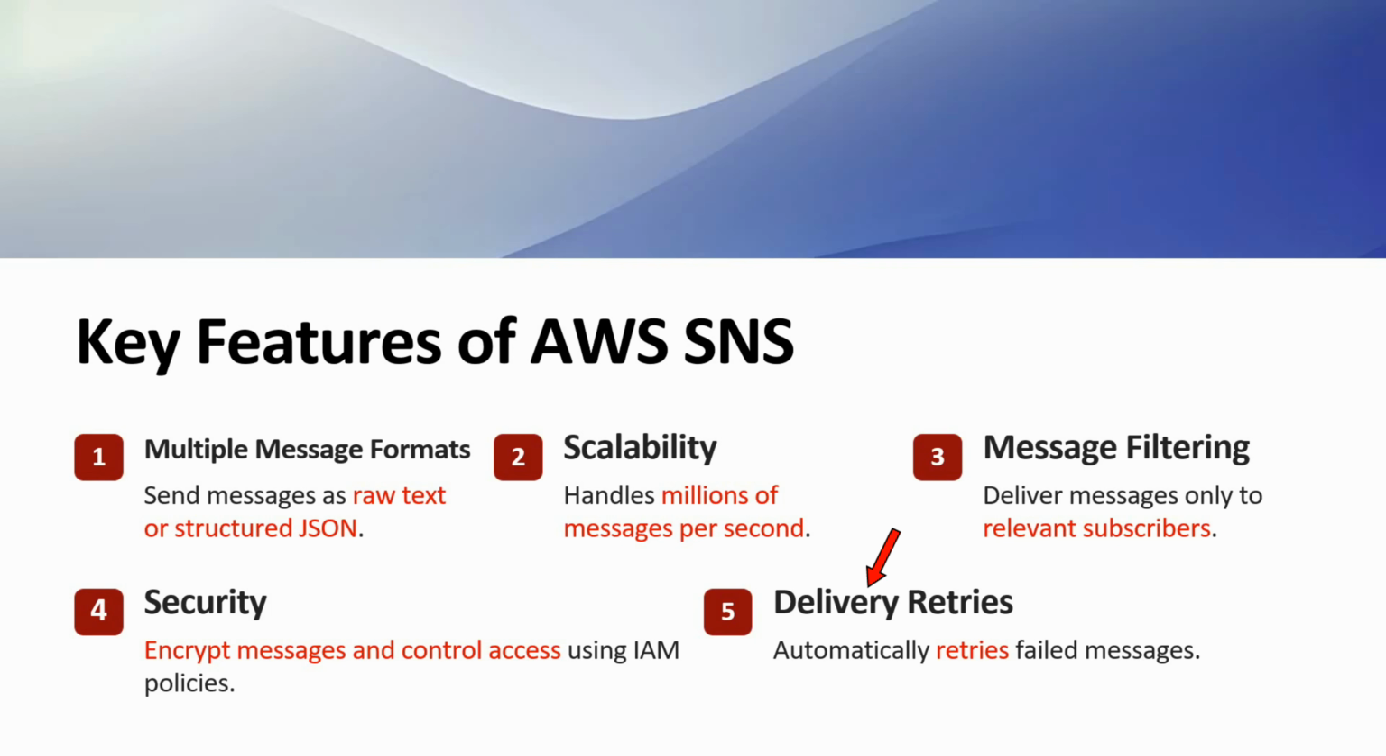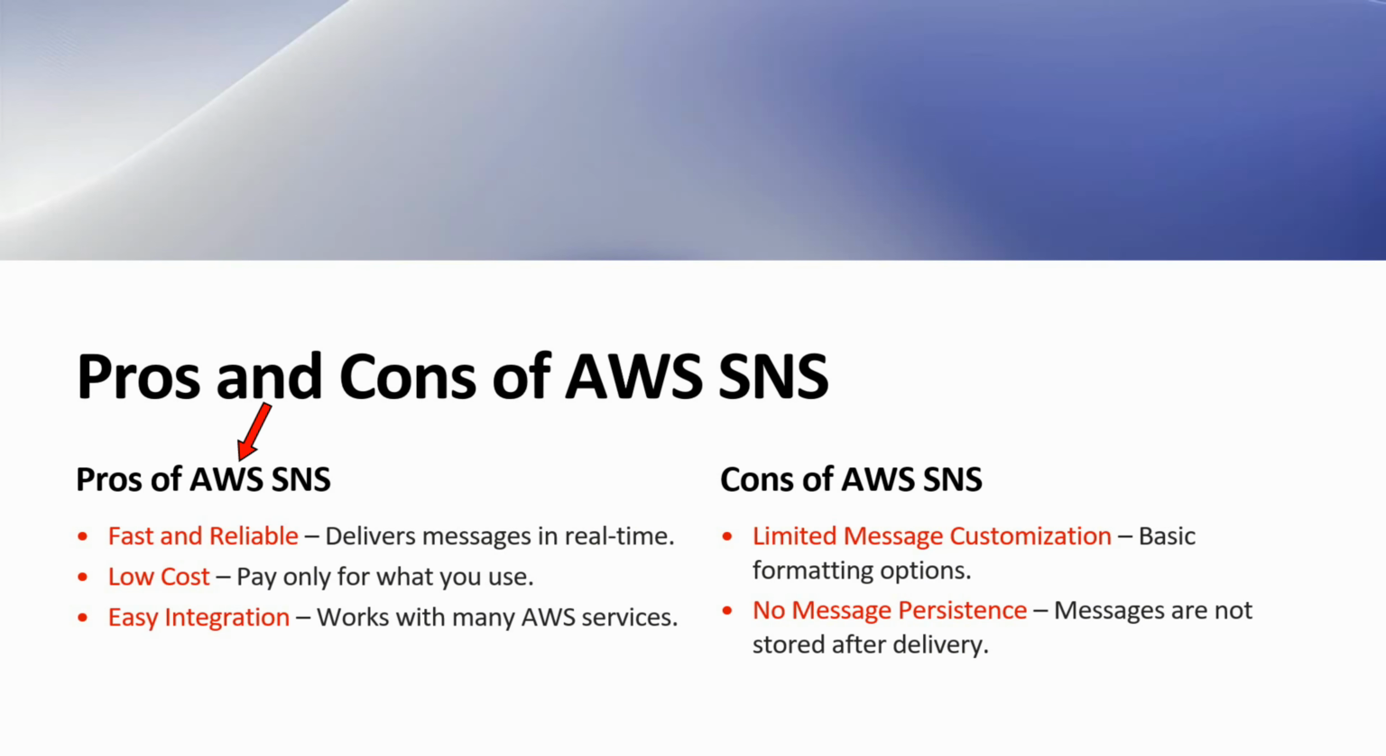Next point is delivery retries. Automatically retries failed messages. Pros of AWS SNS: fast and reliable, delivers messages in real time, low cost, pay only for what you use, easy integration, works with many AWS services.